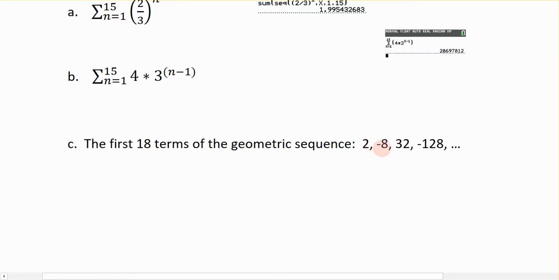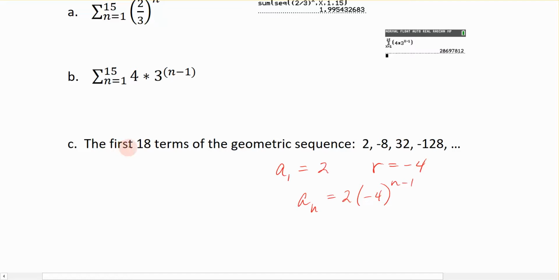So, if I look at this, I have negative 8 divided by 2, and that's negative 4. 32 divided by negative 8 would also be negative 4. So the common ratio would be negative 4. A1 looks like 2. So remember that the general form for this would be A sub n equals A1, which is 2, times the ratio of negative 4 raised to the n minus 1 power. So that's the general form of this sequence right here.